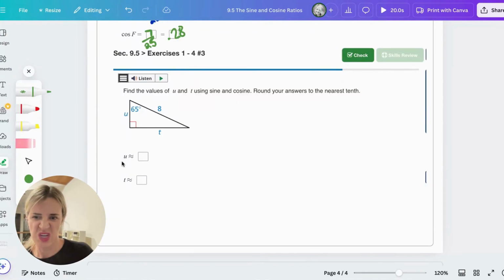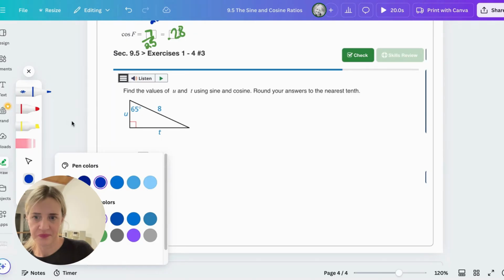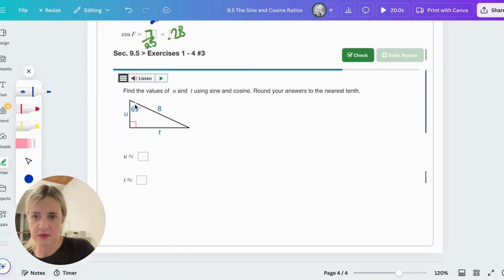Okay, let's find u first. Let's not even worry about t. Let's just worry about u. There's a couple ways we could actually do this. We're going to put our eyeballs here at the angle we know, 65 degrees. So label our triangle. Crossing the 90 is our hypotenuse. So this is my hypotenuse, the 8. Opposite the angle we know is my opposite side. And then my adjacent side is the u here.